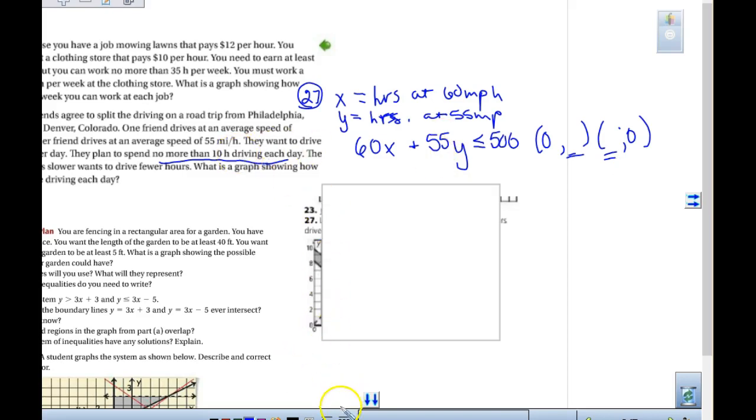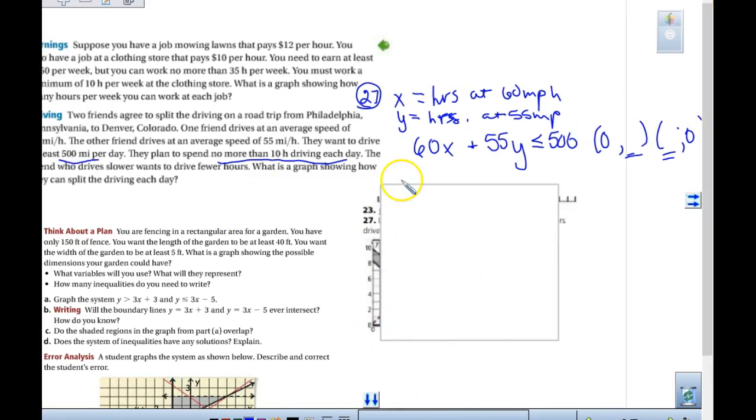The second equation said that they have to drive no more than 10 hours. So if we're going no more than 10 hours, that's going to be x plus y, the hours driving, has to be less or equal to 10. And the other thing it says is that the person driving slower drives fewer hours. So our slower person is y. So the other equation is going to be y is less than x. If one person drives 4 hours, the other one has to drive less than that, right? Whatever the one is, the y is going to be less.